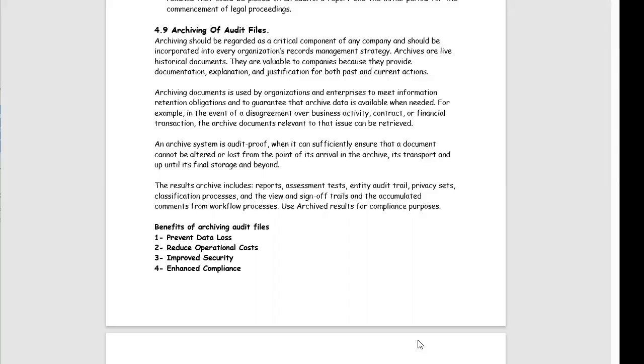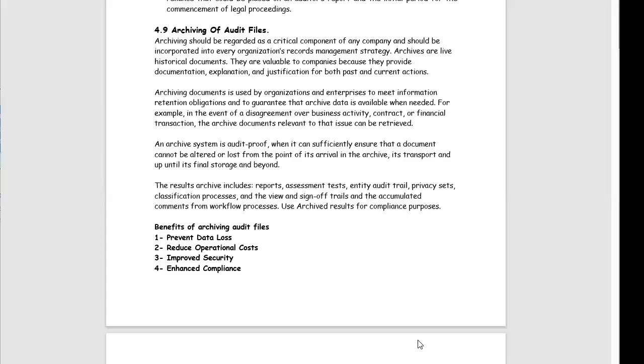So, archiving of audit files. Archiving should be regarded as a critical component of any company and should be incorporated into every organization's records management strategy. Archives are live historical documents. They are valuable to companies because they provide documentation, explanation, and justification for both past and current actions. Archiving documents is used by organizations and enterprises to meet information retention obligations and to guarantee that archive data is available.